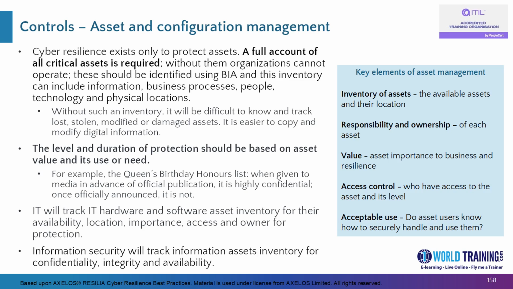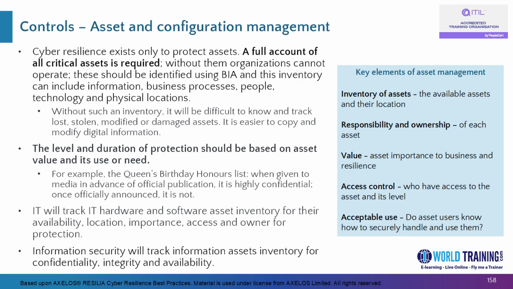Therefore, these need to be identified using the business impact analysis. You might recollect that. This inventory of critical assets can include information, business processes, people, technology, and physical locations. Without this inventory, it will be difficult to know and track lost, stolen, modified, or damaged assets. It is easier to copy and modify digital information, on the other hand.